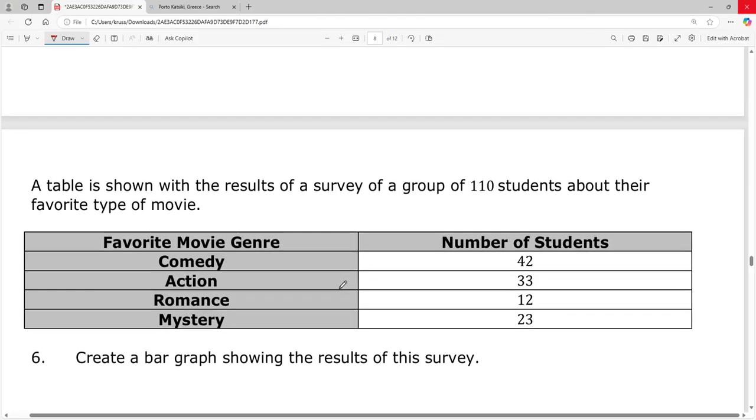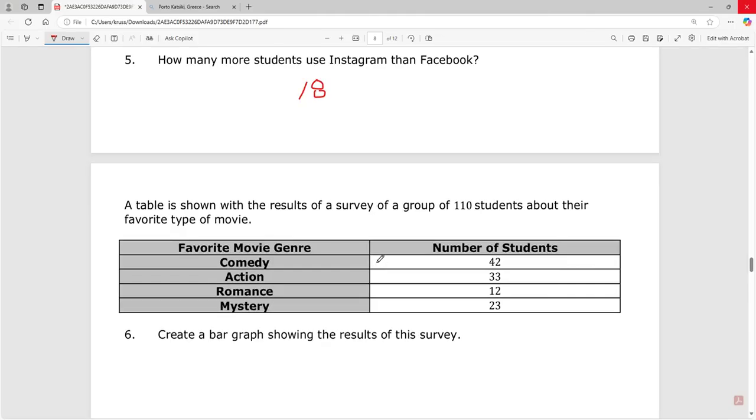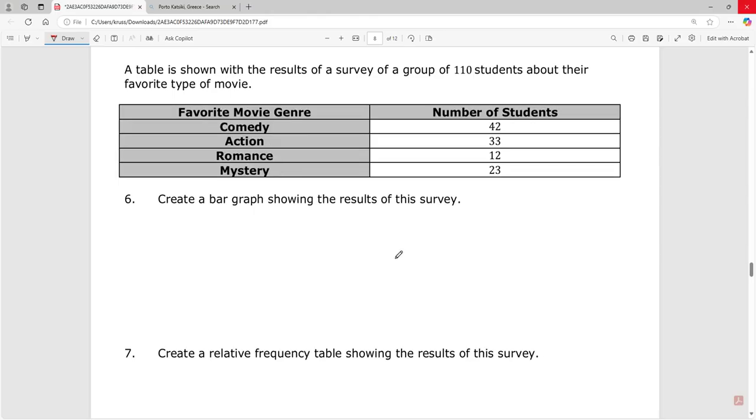So here's a group of people that they asked, 110 students. This is the number of students, not the percentage, so this is a frequency. If I added all these up, it would equal 110. See, 42 plus 33 plus 12 plus 23 is 110. All this added together is 110, which is the number of people surveyed.